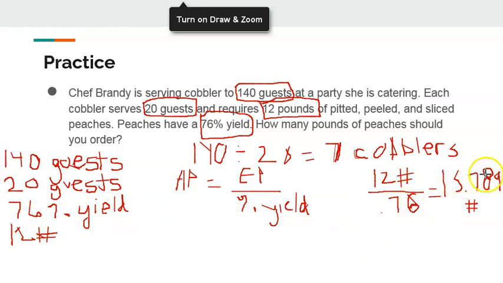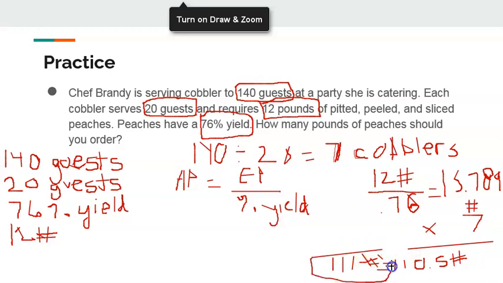So the next step is to take that and multiply it by the 7 cobblers needed. And then that gives us 110.5 pounds. So we need to order 111 pounds because we are always going to round up to the nearest pound when ordering. So here's our answer, 111 pounds.